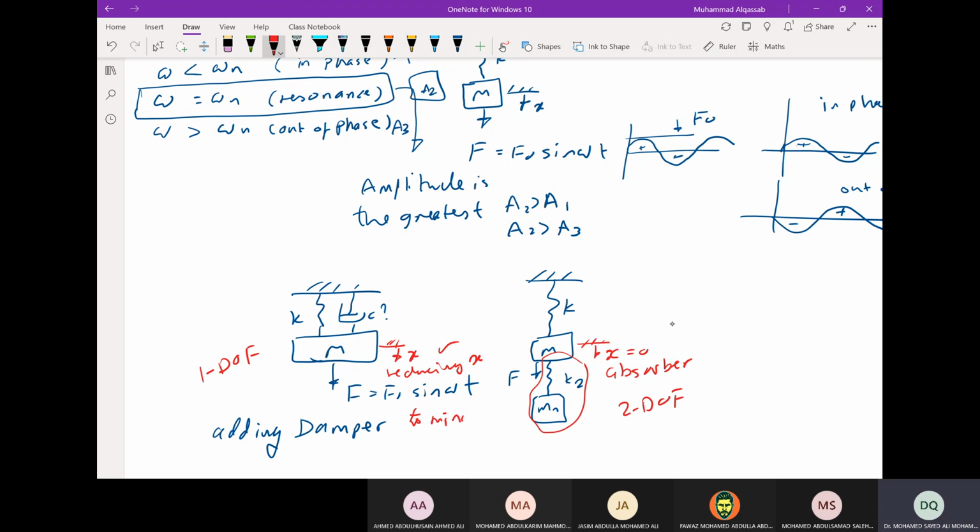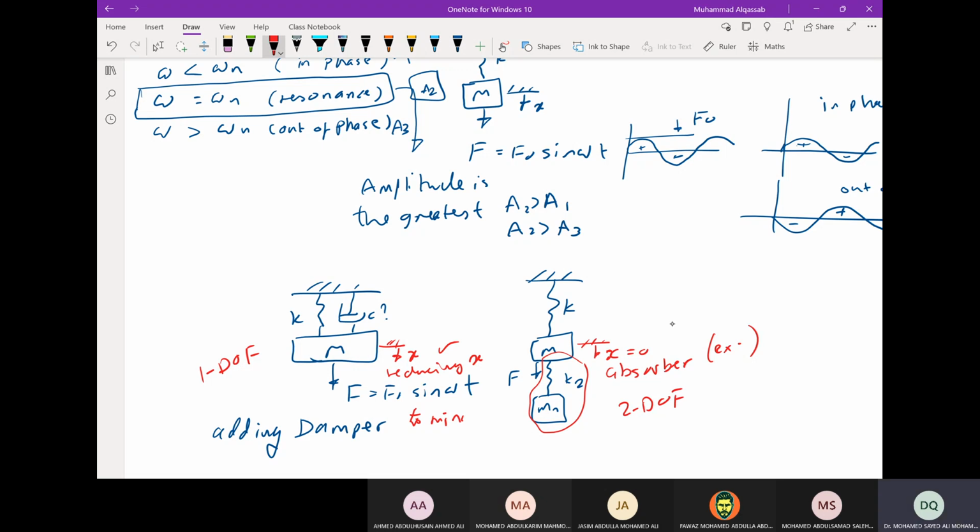But this is a solution to control vibration: to add another spring and another mass that absorb the energy from the first system, the original system. And this is called auxiliary, which is an extra. Not as important as the first system. That is auxiliary.